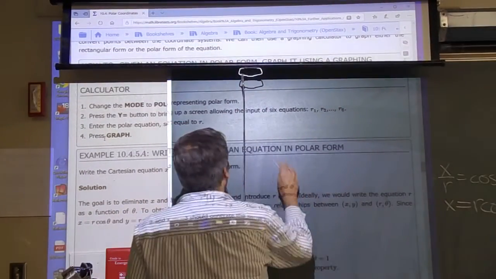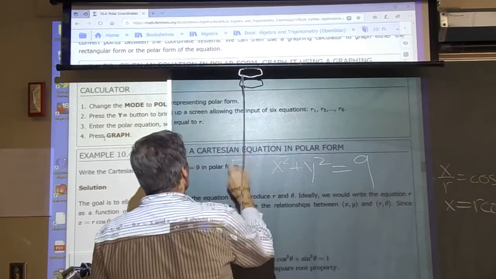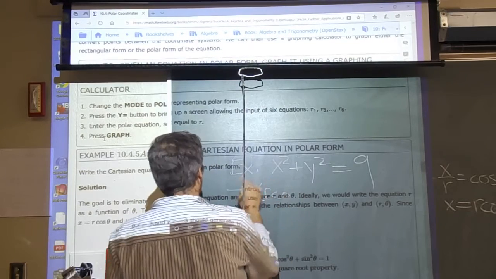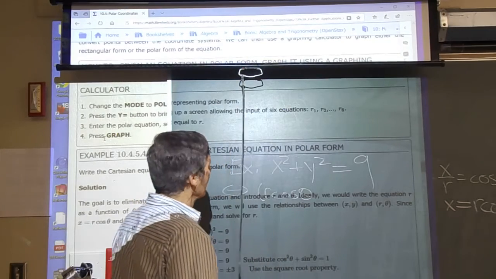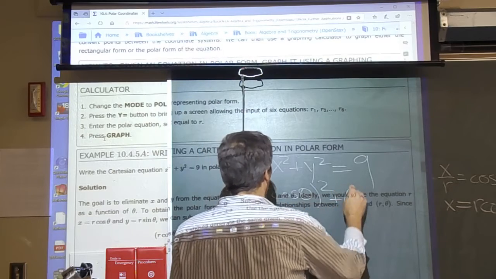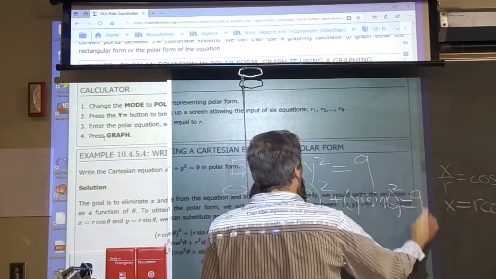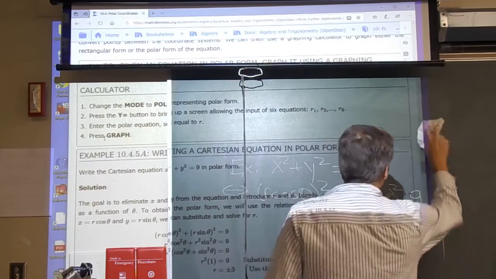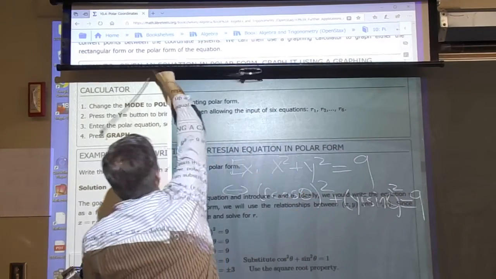Suppose I had x squared plus y squared equals 9. I want to write it in polar form. Well, I just replace x with r cosine theta, and y with r sine theta, because this always works. This is the easy direction, right? There's no ambiguity of how to pick the angle. So this equation is equivalent to this one.